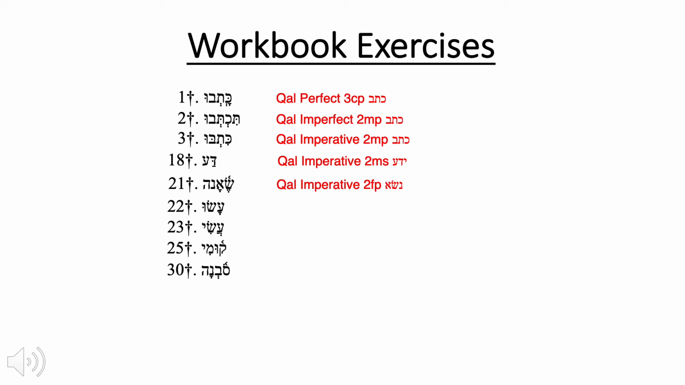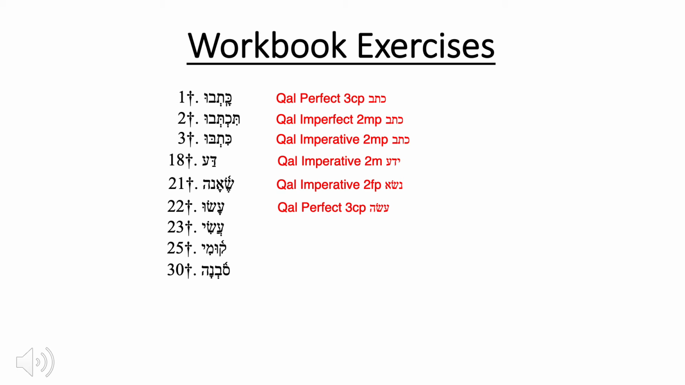What about number 22? Go ahead and parse that one. This form looks like something has changed, but it's actually a standard Cal perfect third common plural from asa. The hey that is typically at the end of this stem will drop before the presence of a long vowel, in this case a shurik, leaving just the 2 consonants of the stem. So we get asu, a Cal perfect third common plural.